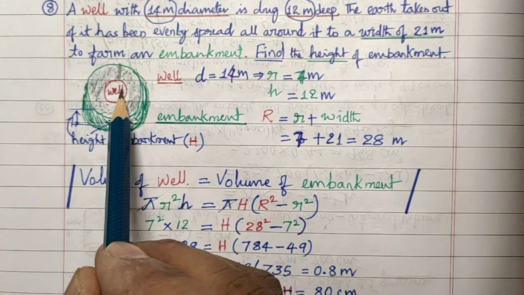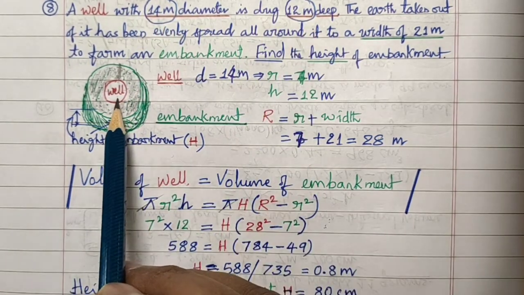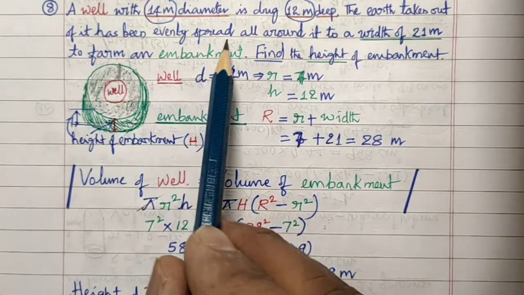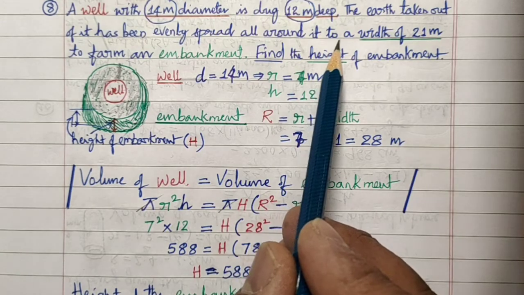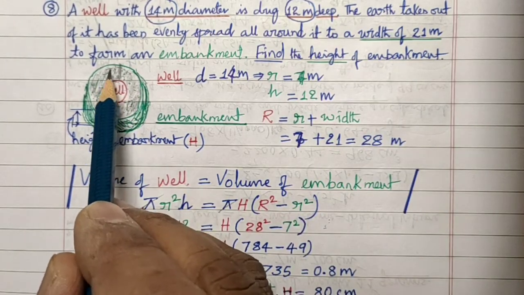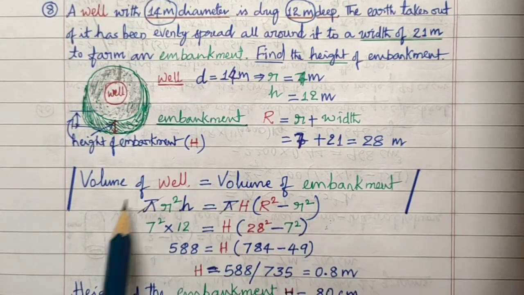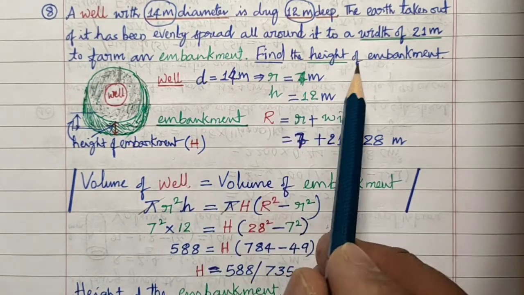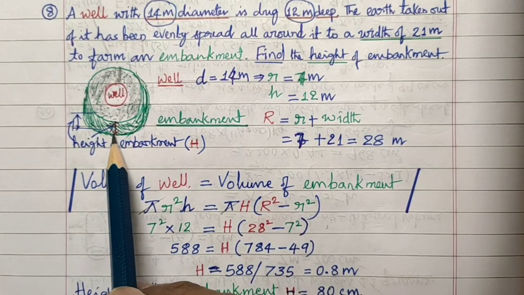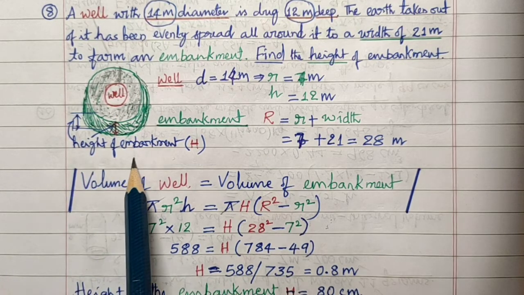The diameter of this well is 14 meters. The depth of this well is 12 meters. The earth taken out of it has been evenly spread all around it to a width of 21 meters to form an embankment. Find the height of the embankment. We need to find this height, how much they have put above the earth.